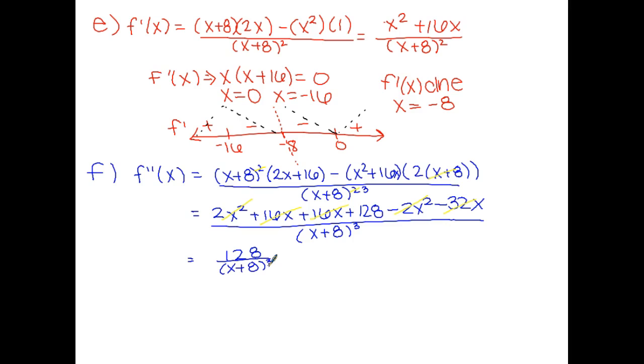No. Because can 128 ever equal 0? If the denominator equals 0, it is going to be an asymptote because of the repeated explicate. Oh, that's just a mistake. Cool. So no POI. No. Is this graph concave up or concave down?